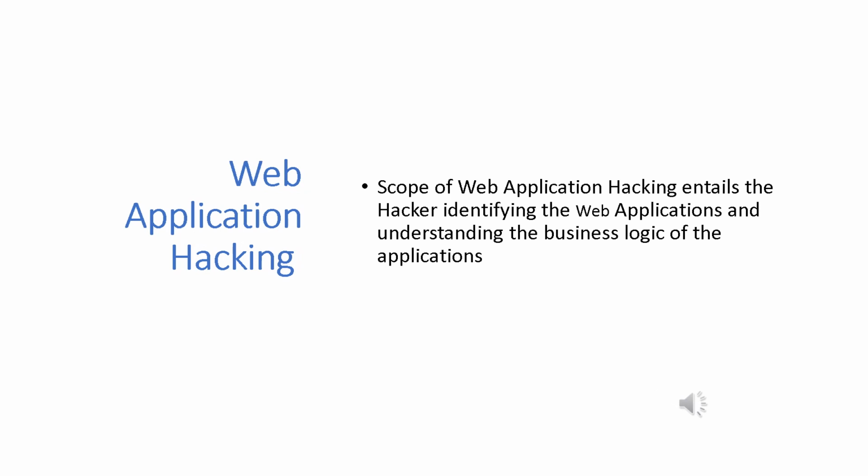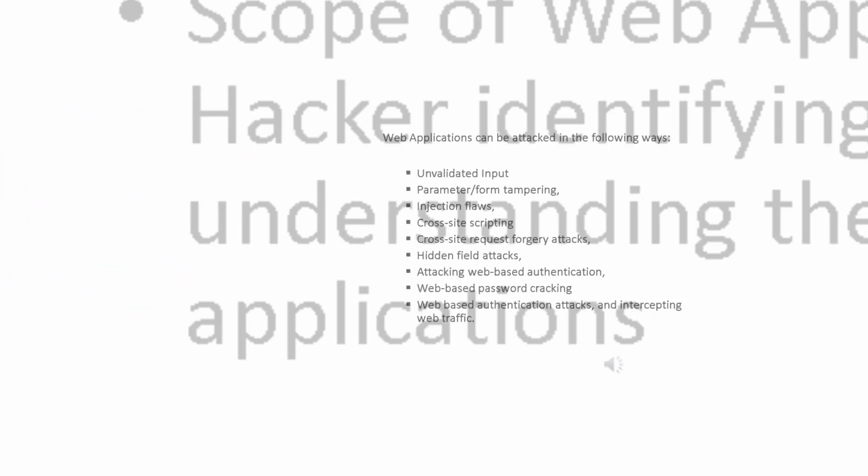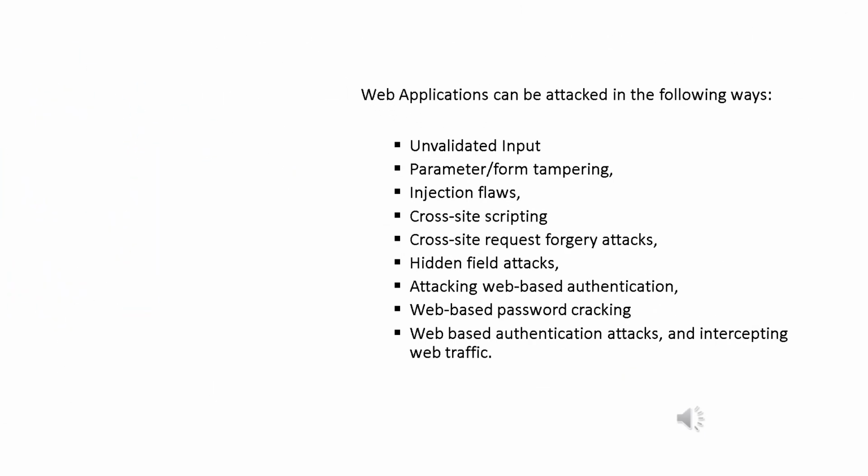Web application hacking. The scope of web application hacking entails the hacker identifying web applications and understanding the business logic of the applications. Web applications can be attacked in the following ways: unvalidated input, parameter and form tampering, injection flaws, cross-site scripting, cross-site request forgery attacks, hidden field attacks, attacking web-based authentication, web-based password cracking, web-based authentication attacks, and intercepting web traffic.